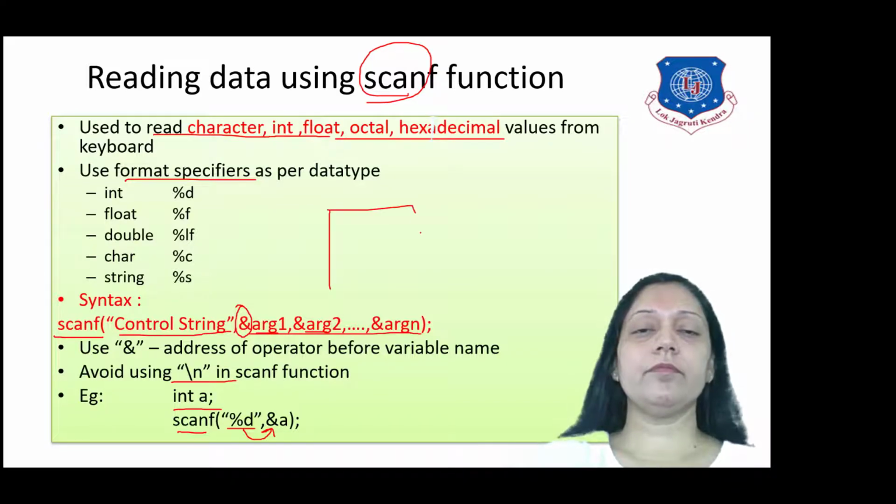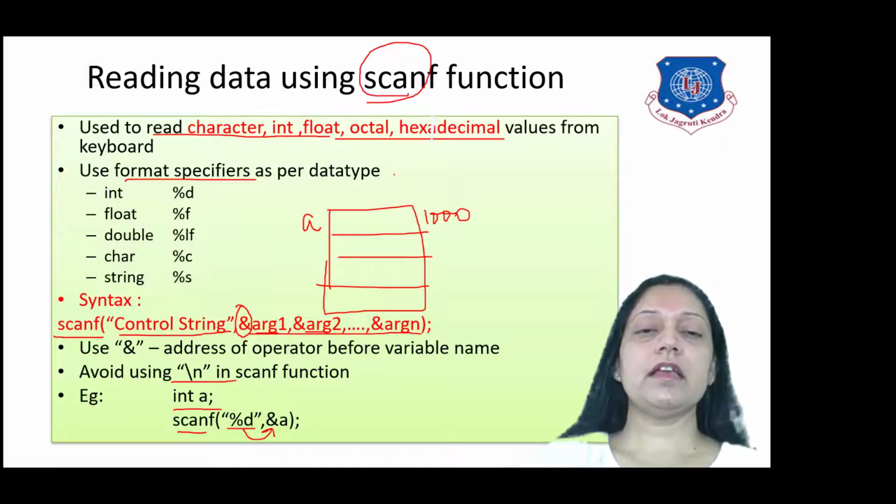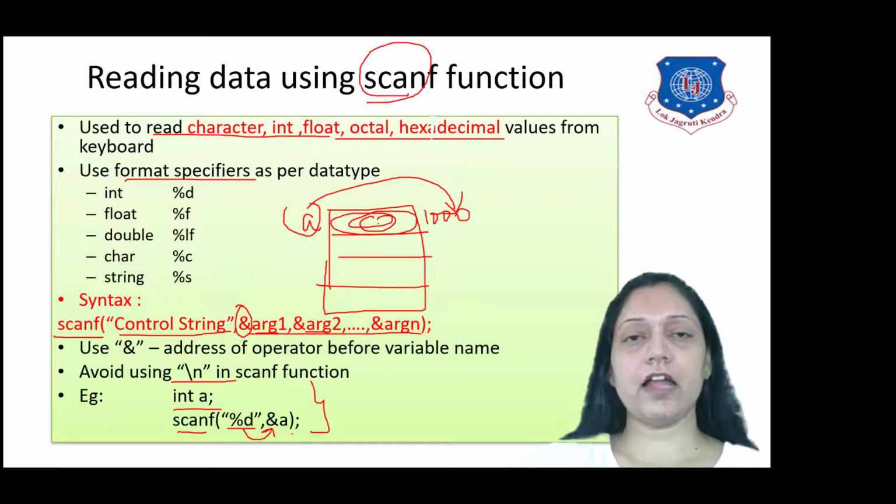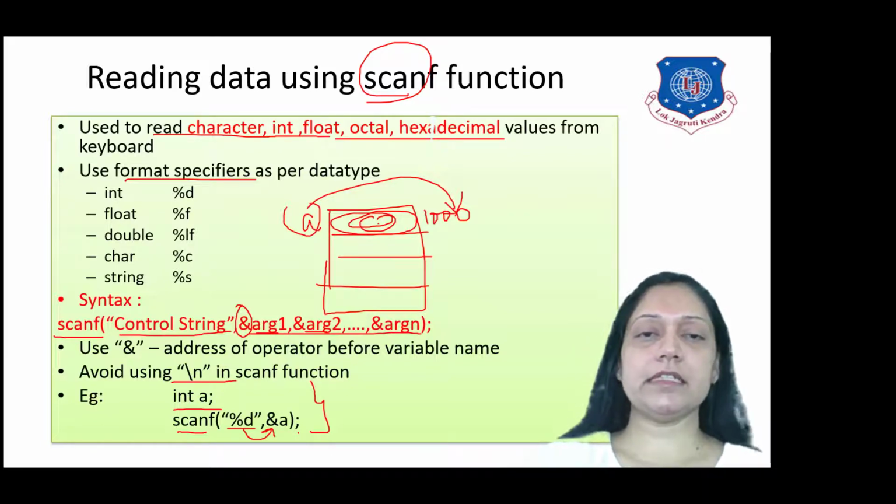Means in memory, this is your memory. You have a number of different locations. One memory location is given the name a. Say the address of this memory is 1000. So when you write address of a, it means the address of a is 1000. So at this particular location, whatever value you input, it would be stored here. So this is the way you have to use scanf, that is control string and argument list. Each argument should be preceded with an ampersand sign.